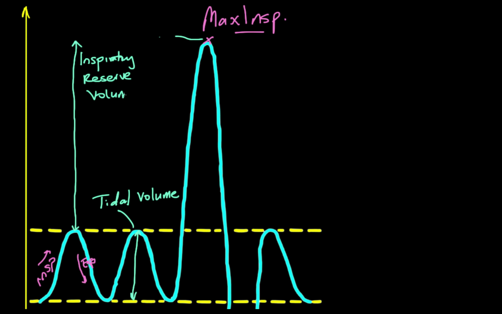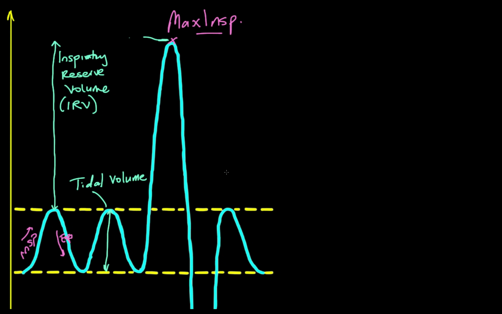Okay, and really the definition of that is the volume that you can take above your regular tidal breaths. It's an inspiratory volume that you can take up and above your regular tidal volume breath. So the difference between your maximum inspired volume up here and your tidal volume is this inspiratory reserve volume, which we call IRV. Okay, so let's go to the next one.